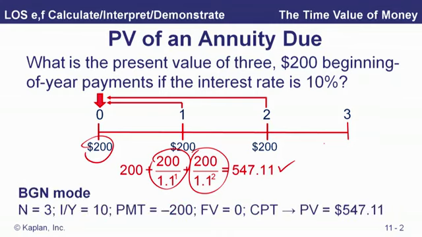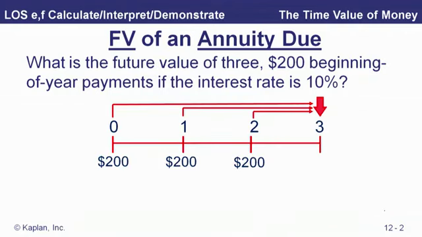And on the calculator, we put it in begin mode. N equals 3, 10%, payments are 200. We put it in as minus 200. 0 future value, and compute the present value at time 0 and get $547.11. So that's how your calculator works.